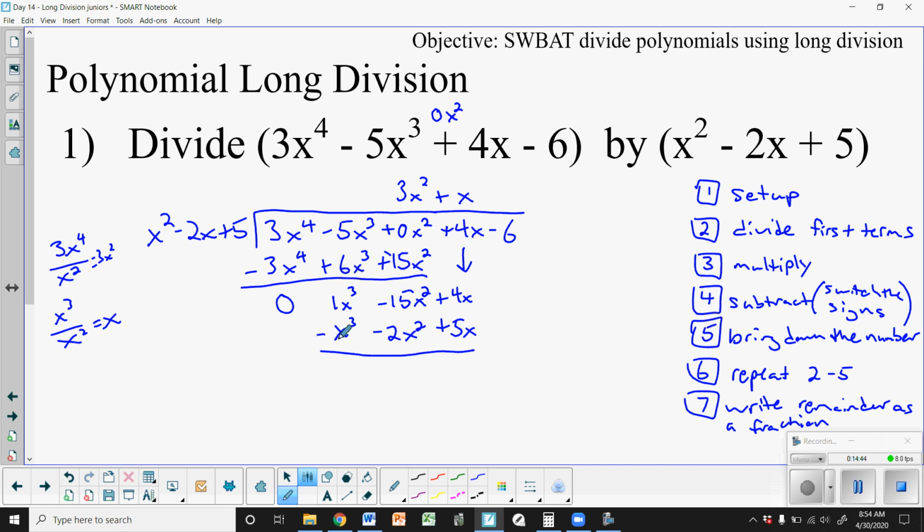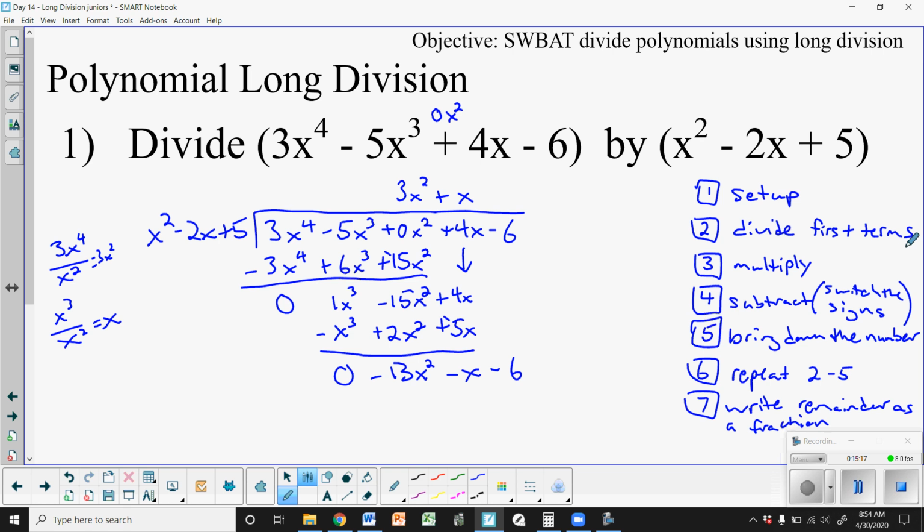So subtract, plus, minus. All right, so x cubed minus x cubed is 0 again, just like we had before. And let's do this: negative 15x squared plus 2 would be negative 13x squared. 4 minus 5x will be negative 1x. What do we do after we subtract? Bring down the number, so minus 6. All right, what do we do next? Repeat, 2 through 5. That's right, repeat, 2 through 5.